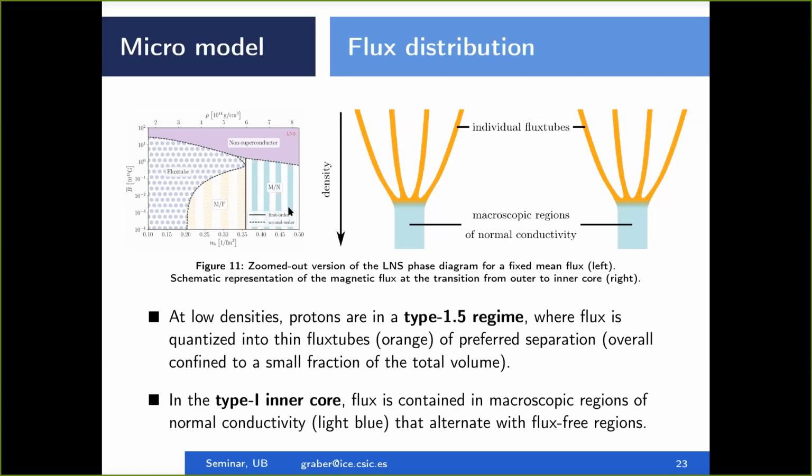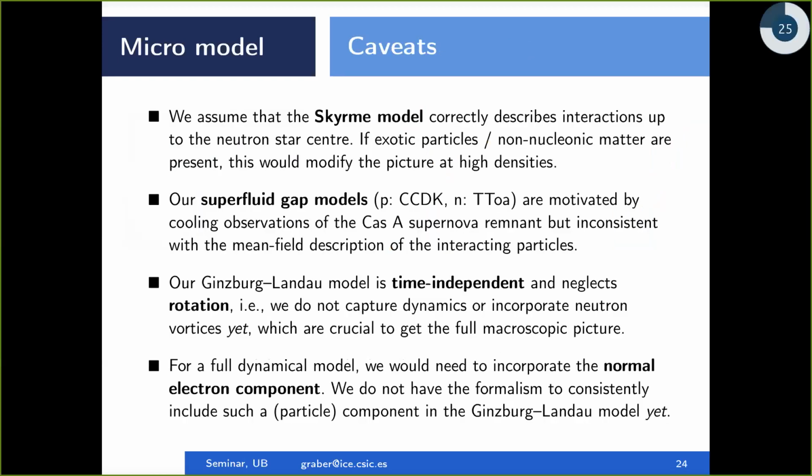But what really happens here and how this transition works, so if it's there, I think that's a little bit more uncertain. And I said earlier, we used only one set of superfluid gap models, and we used specifically for the protons the CCDK gap, and for the neutrons the TTOA gap, because they're motivated by cooling observations of the pulsar in the supernova remnant Cassiopeia A, but that's inconsistent with the mean field description of our interacting particles. Okay, so you have to keep in mind that those are two different things in principle.